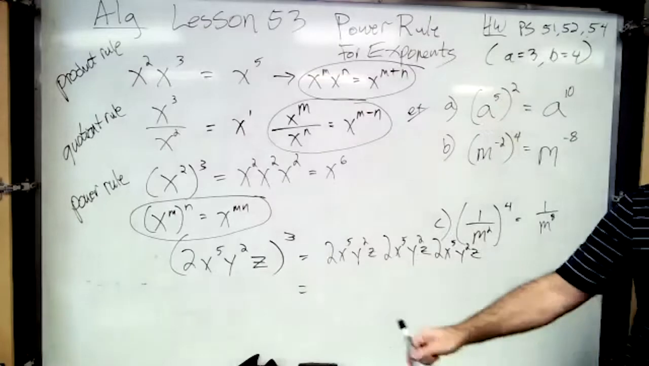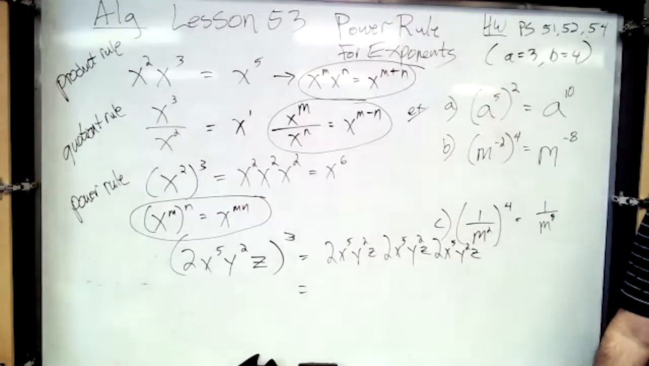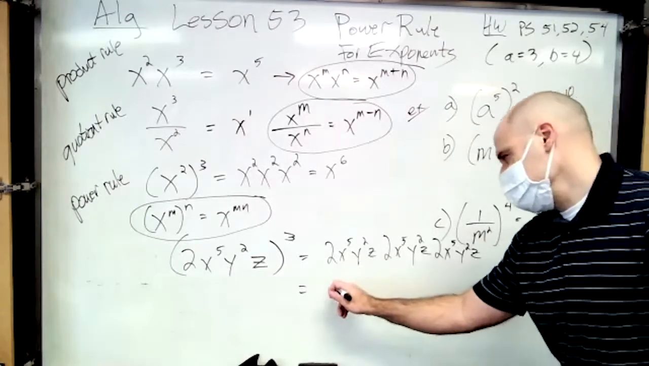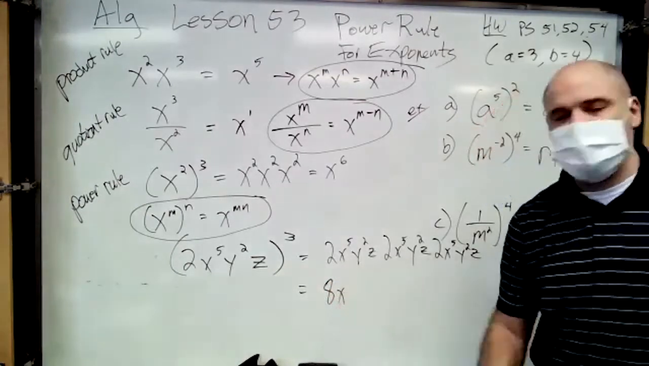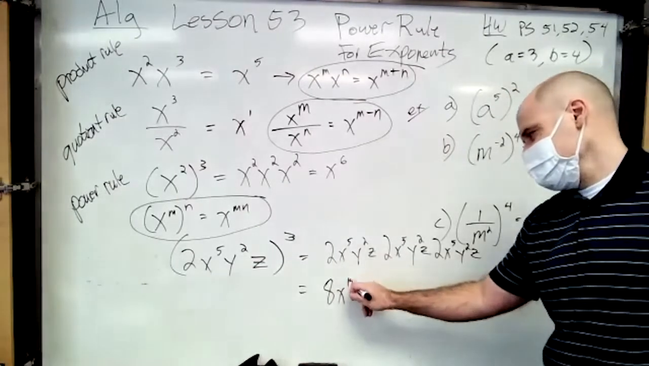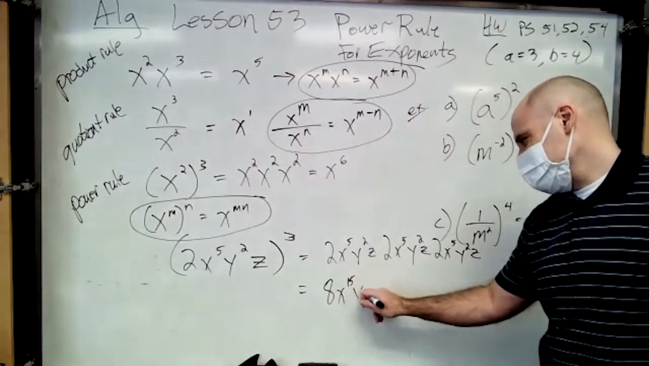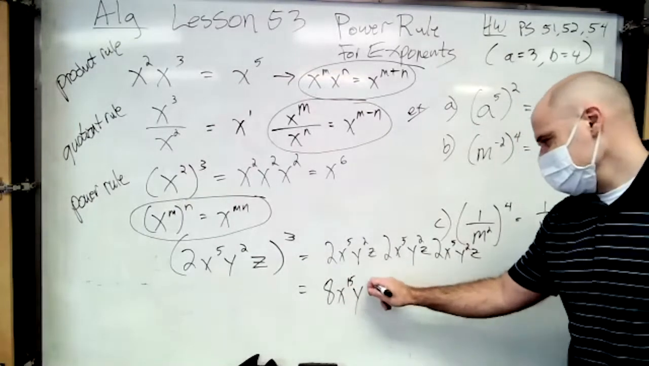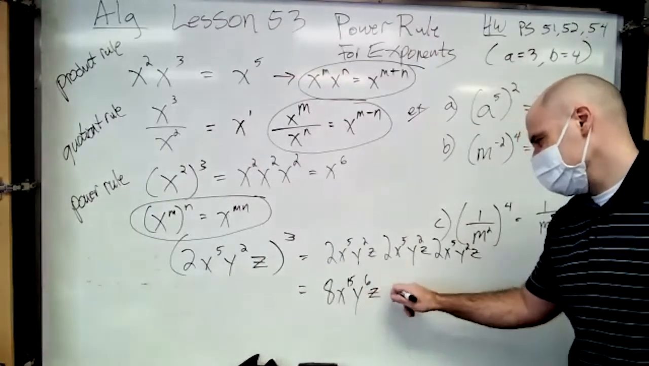And then what is this? What's 2 times 2 times 2? 8. And then what's x to the 5th times x to the 5th times x to the 5th? 15. What's y squared, y squared, y squared? Y to the 6. And what's z, z, z?